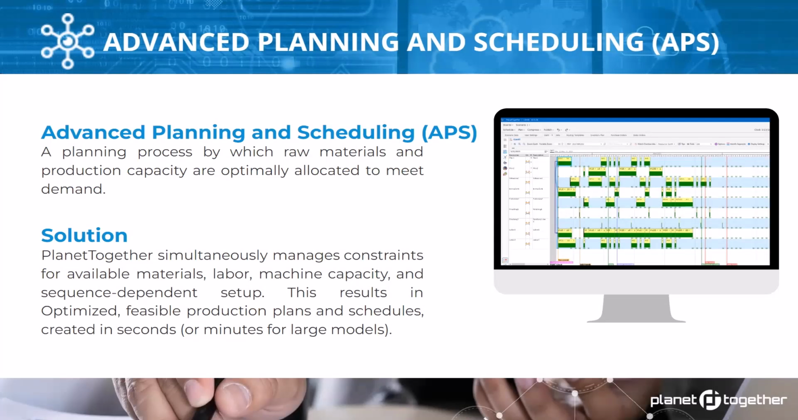Advanced planning and scheduling, or APS, is a planning process by which raw materials and production capacity are optimally allocated to meet demand. PlanetTogether is an APS solution that simultaneously manages constraints for available materials, labor, machine capacity, and sequence-dependent setup. This results in optimized, feasible production plans and schedules, created in seconds or minutes for large models.